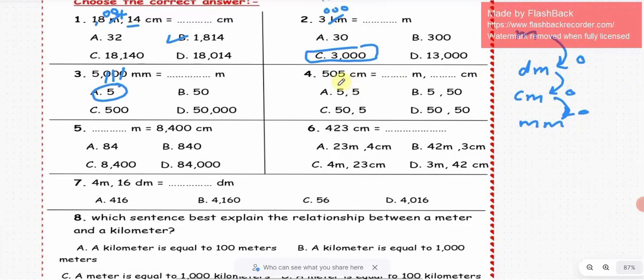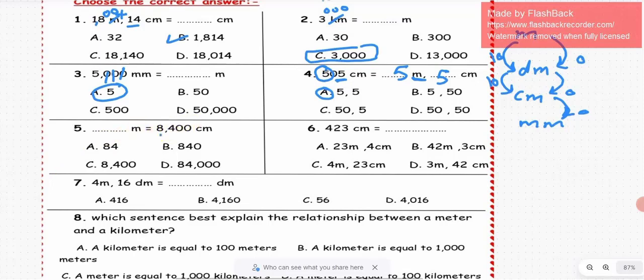505 centimeter equal how many meter and how many centimeter? Here we're gonna cut. Cut meter. Between meter and centimeter, we have 2 zeros. So I'm gonna 2 zeros means 100. So I'm gonna take the meters from the 100 place. 5 here and the rest here. 5, 5.